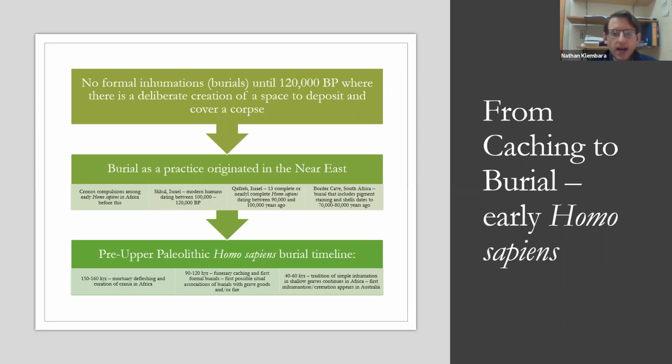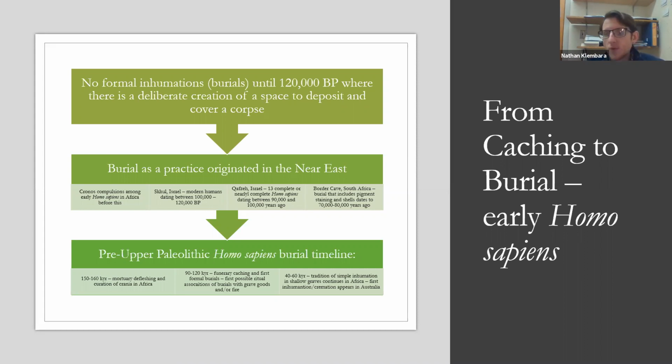So if we're looking at the Homo sapien burial timeline, what we're seeing is that 150 to 160,000 years ago, Homo sapiens are in Africa. They're doing mortuary defleshing and they're curating crania, meaning they're taking the heads and putting them in a particular place. They're just kind of caching the heads. By 90,000 years ago, we're starting to see funerary caching and the first formal burials. This is also the first time that we're associating burials with grave goods and using like ritualistic fire.